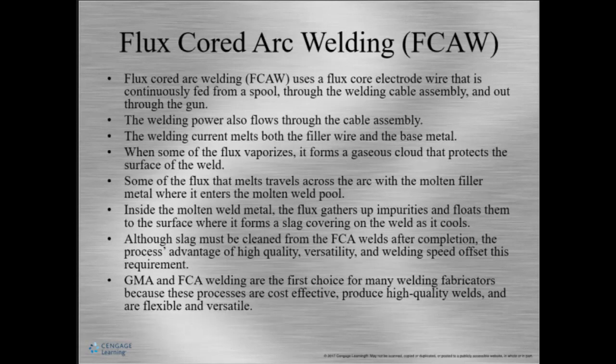Onwards, flux-cored arc welding. The FCAW process uses an electrode wire like GMAW, but this wire has flux on the inside of the wire. The wire then can be fed in the same way as GMAW. The filler metal and the base metal, because of the current going through the electrode wire, are melted. But there's no need for gas because the flux inside the wire vaporizes and creates a shielding for the molten weld pool.